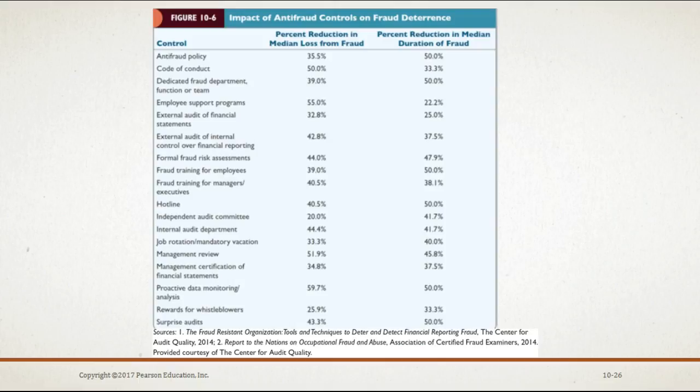Figure 10-6, as seen here, reflects the percentage of reduction in losses from, and the duration of, fraud that occurred as a result of anti-fraud controls such as the company's anti-fraud policy, the code of conduct that has been established, a dedicated fraud department within the organization, the fraud training for employees, a hotline, the management review, the proactive data monitoring and analysis, and lastly, the performance of unexpected or surprise audits. You can find figure 10-6 on page 310 of your textbook.